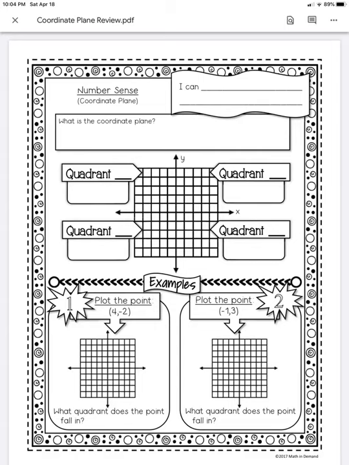Let's do a quick review of what the coordinate plane is and how to plot points on the coordinate plane. So remember, a coordinate plane is going to be a two-dimensional number line. And it's going to have two axes. It's going to have a horizontal axis called the x-axis. And then it's going to have a vertical axis called the y-axis.